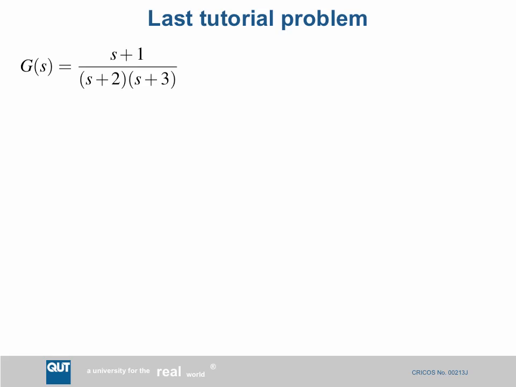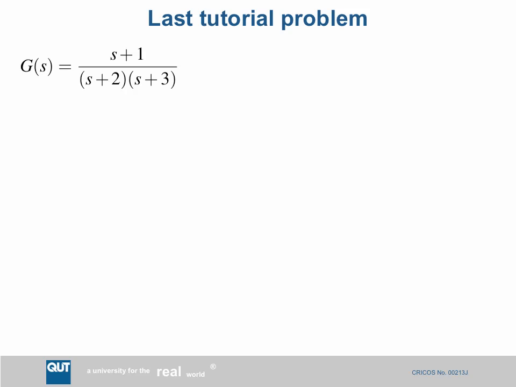In the last tutorial, I set what turned out to be probably quite a time-consuming problem, and that was to convert this particular transfer function from the S-plane into the Z domain using 4 different discretization techniques: the backward transform, the Tustin transform, the Z transform, and pole zero mapping. It's also called matched transform. So what I want to do is to revisit this tutorial problem, and I'm going to spend quite a bit of time on this now.